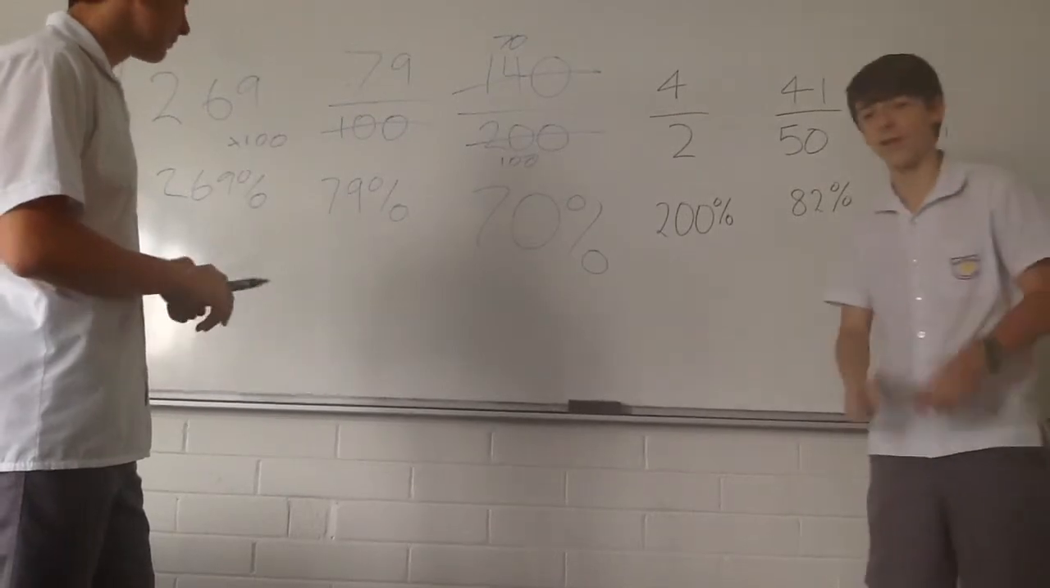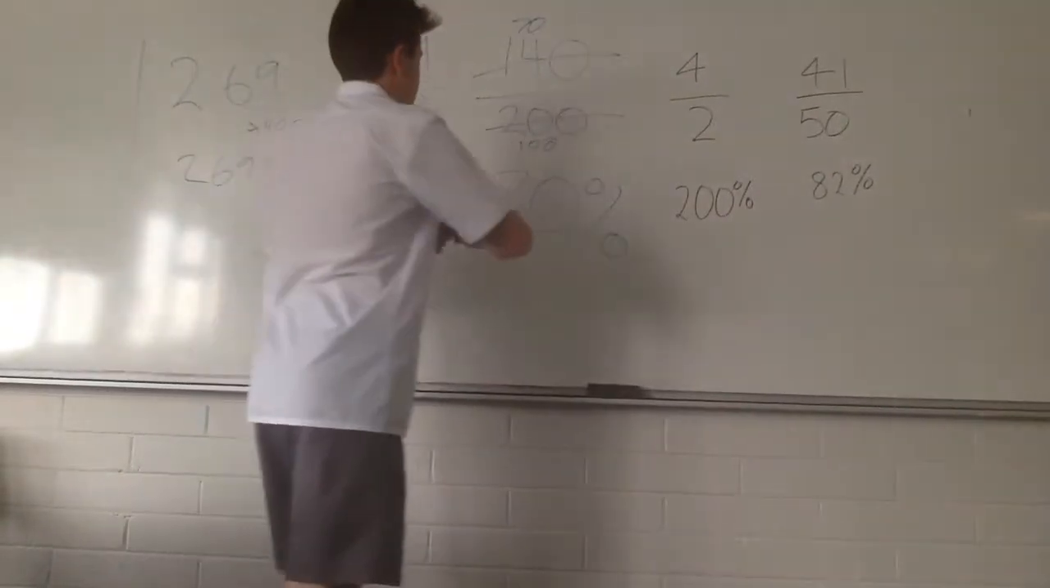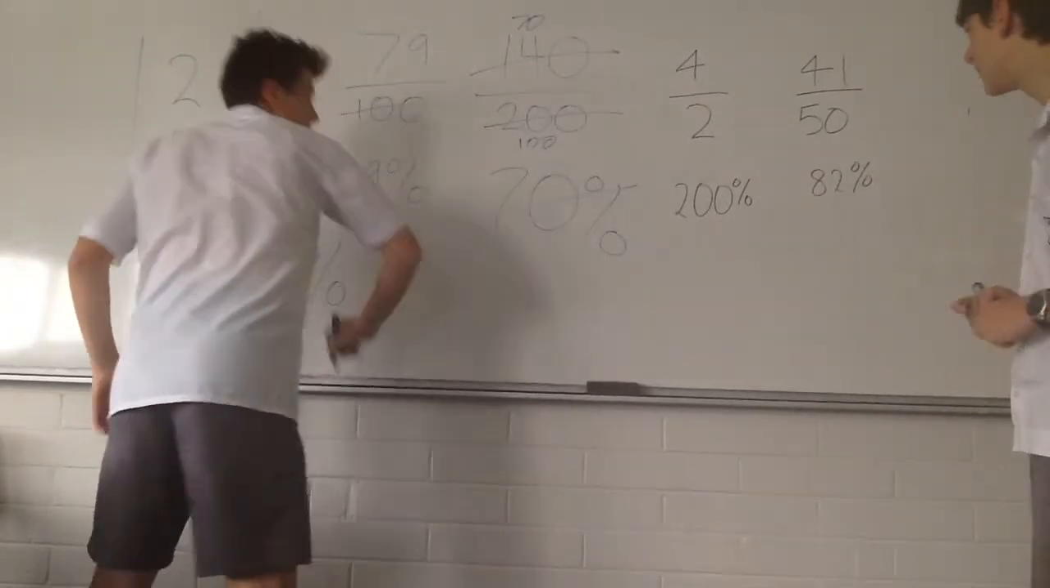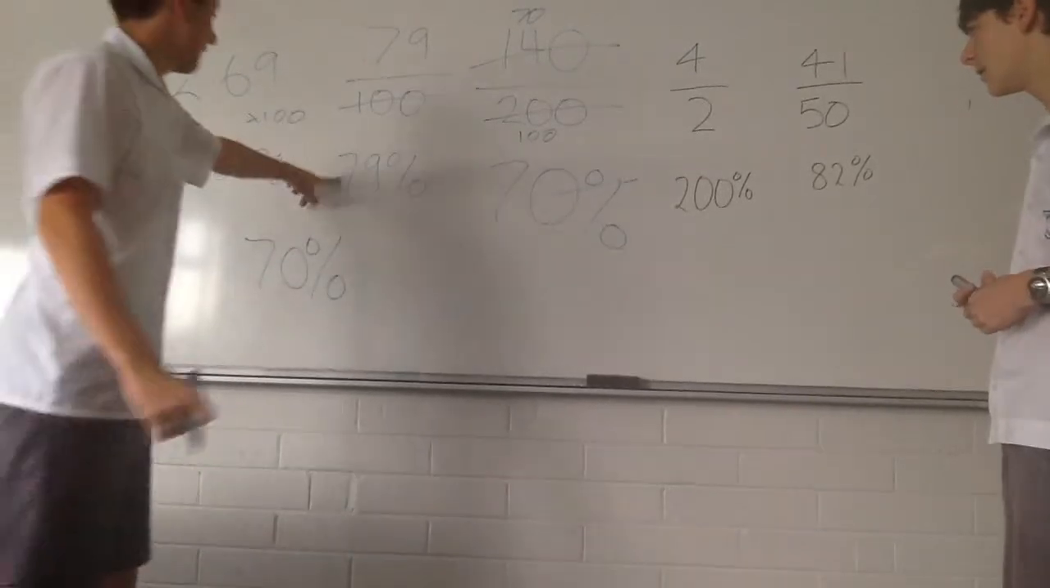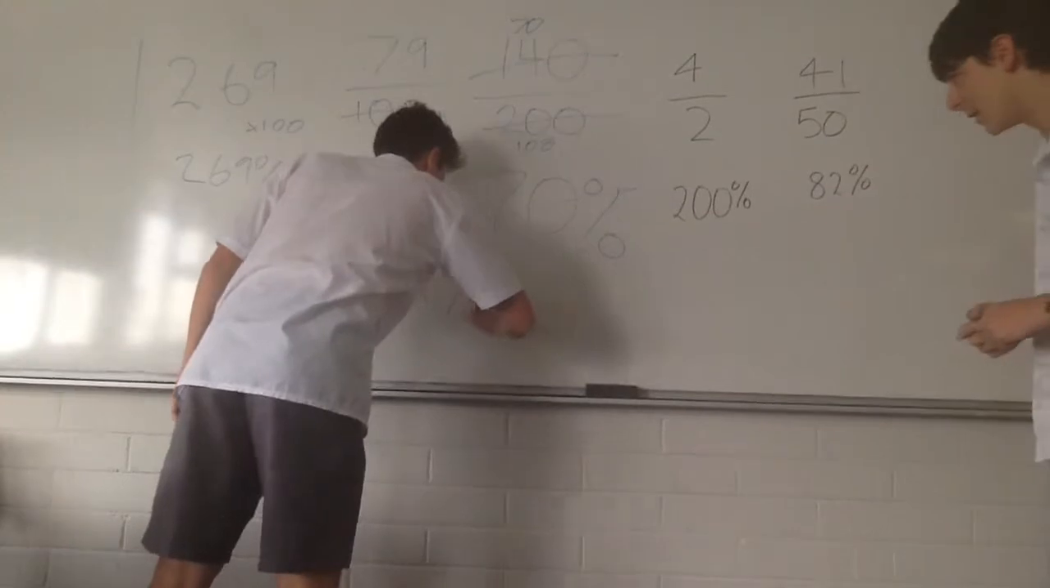Now, to put it from small to larger. So Tim, you go for this one. Alright, so the first one we have 70%, so we'll cross that one off, and we'll do 70%. With the second one, we have 79%, so we'll cross that one off, and go 79%.